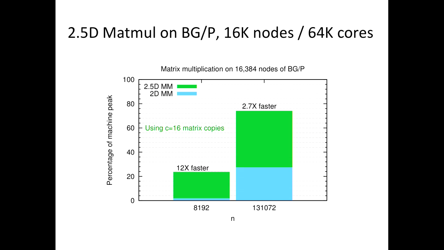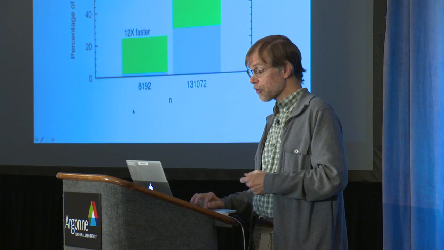And here's a factor of 12. So just to give you one example, this was doing an 8,000 by 8,000 matrix multiply on 16,000 nodes or 64,000 cores of an IBM BG/P. And you might say that's a tiny matrix to waste on all those cores. And indeed, if you use the standard 2D algorithm, you'd be running at like 4% of the peak machine speed. It isn't worth doing. But if you use 16 copies, that turned out to be the optimal number, and that fits easily. You're going 12 times faster, and you're running at about 25% of peak speed. So that's for a small matrix.